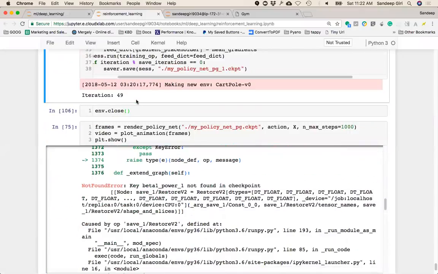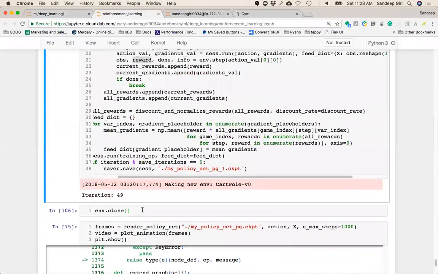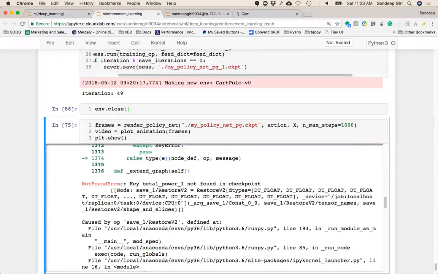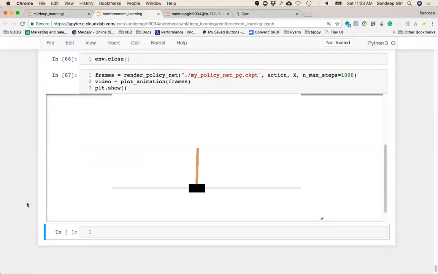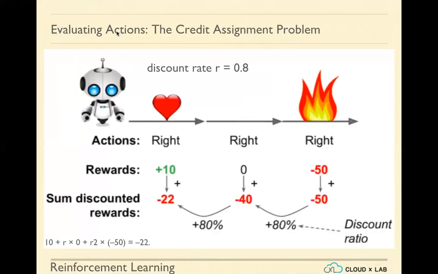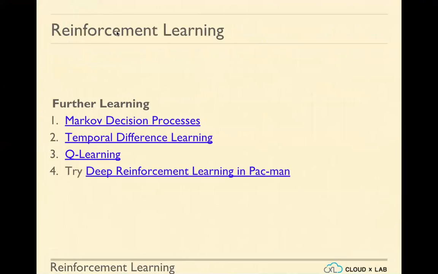It has done the iteration of 49. So you can see that it's not that bad after all. It did work to some extent. All right, so that was about reinforcement learning.